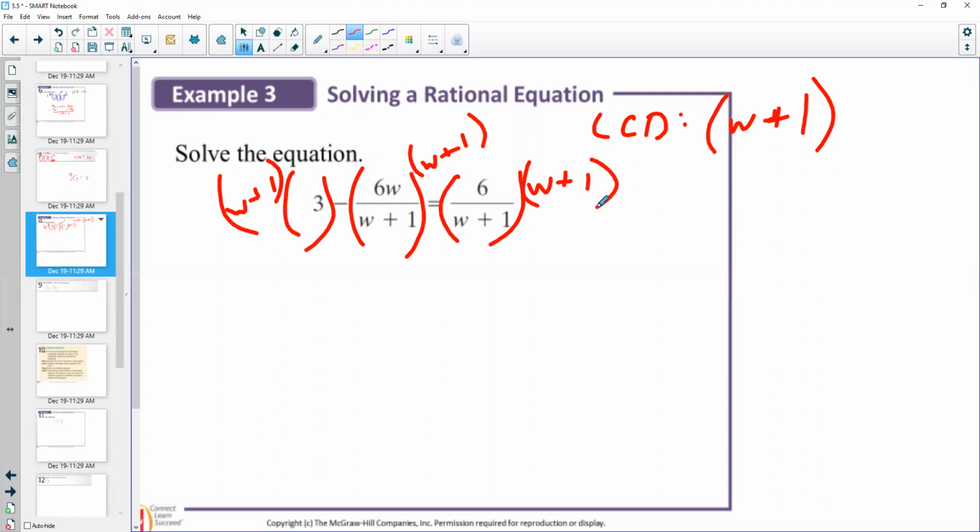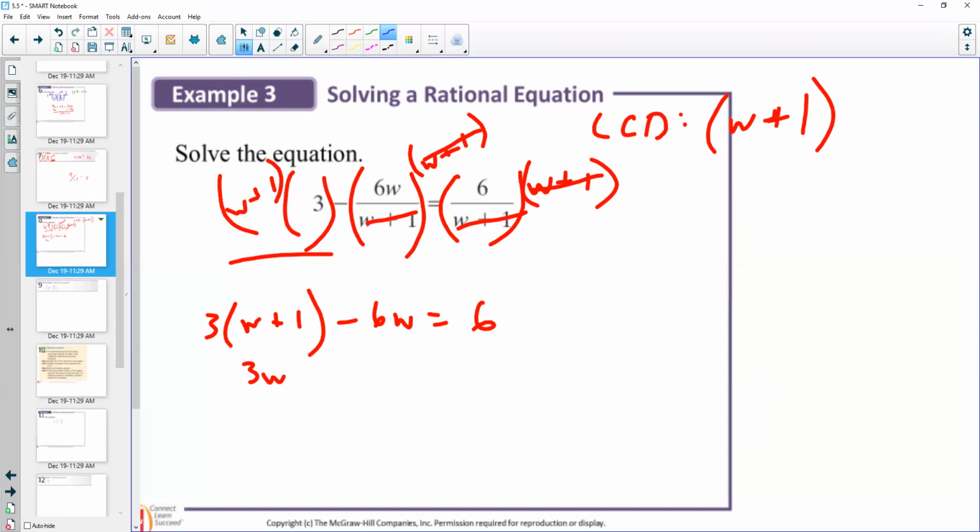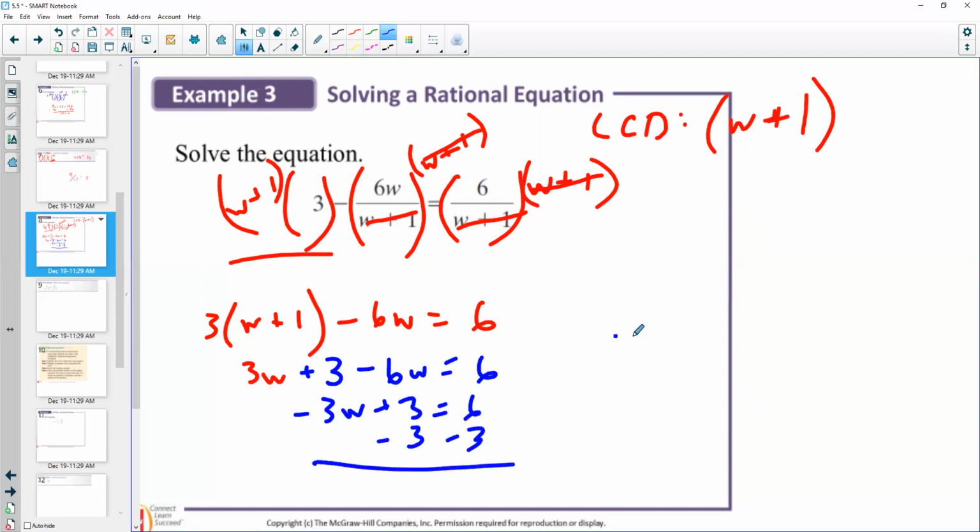All right, so then the first section here is just 3 times w plus 1. These guys cancel, so minus 6w. These guys cancel, equals 6. And from here, you're really just solving a plain old equation, right? So distribute 3w, plus 3 minus 6w equals 6. All right, so I have minus 3w plus 3 equals 6, minus 3. Minus 3w equals 3, divided by -3.